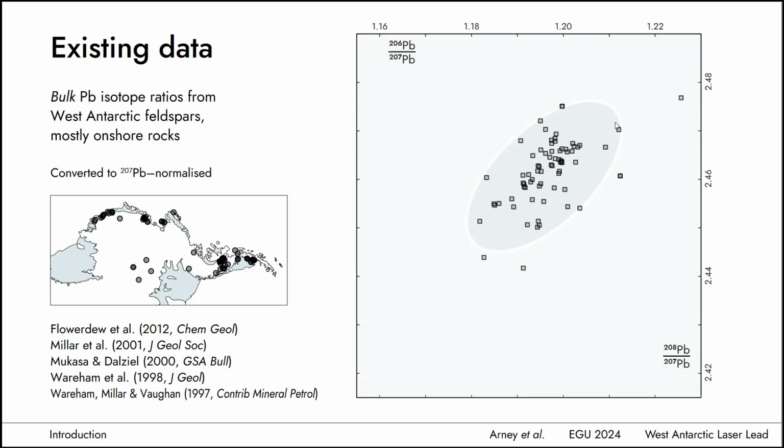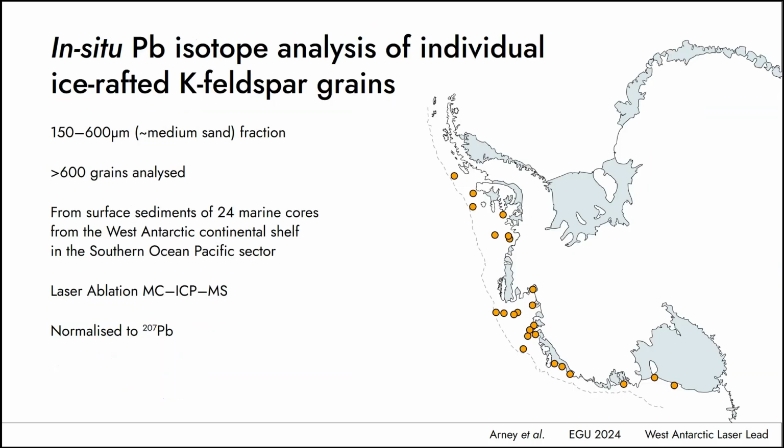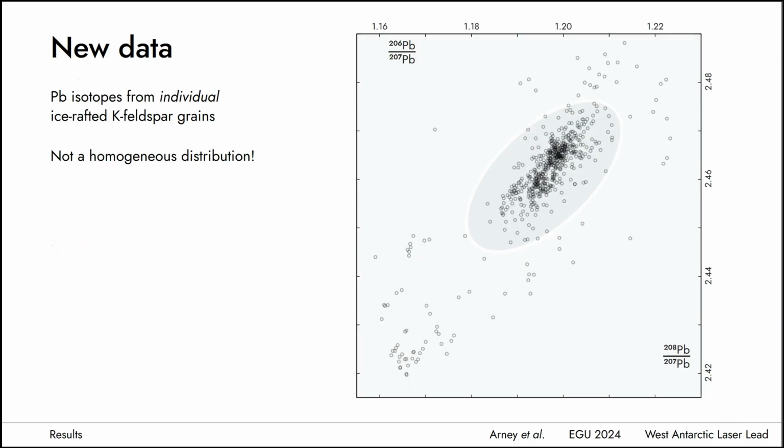But in the North Atlantic and in East Antarctica, individual grains of ice-rafted feldspars show much more variance and have proved useful for provenance. So we've applied this to West Antarctica: more than 600 individual grains from 24 marine sediment core tops from the continental shelf, and we fired a laser at them. So each data point you see in this is one sand grain. And here are the results.